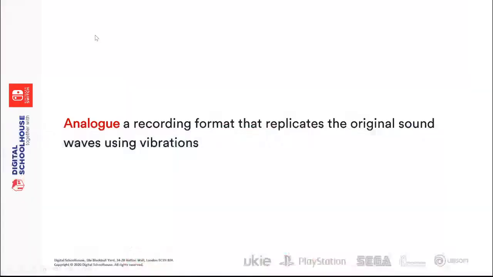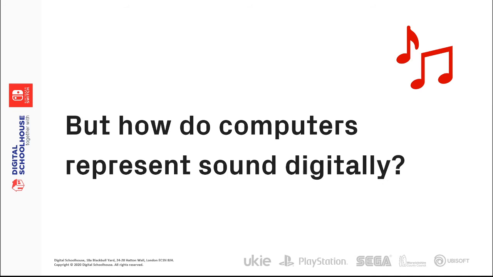And you can imagine the needle on the record goes round, and as the record spins, it causes a vibration in that needle, and then that's amplified so you can actually hear the sound that's being created. So that's analog sound. What we want to know next is how that is converted into digital sound, because that is what you would need to actually represent it on a computer.